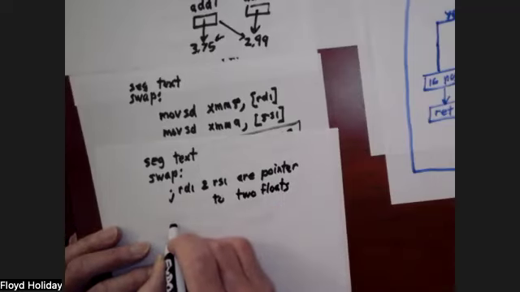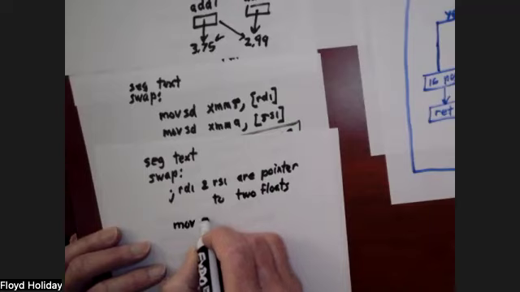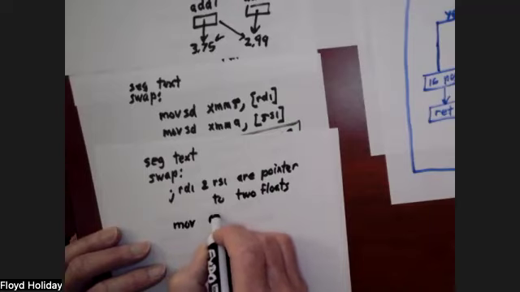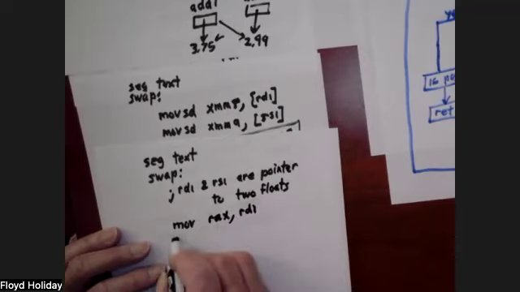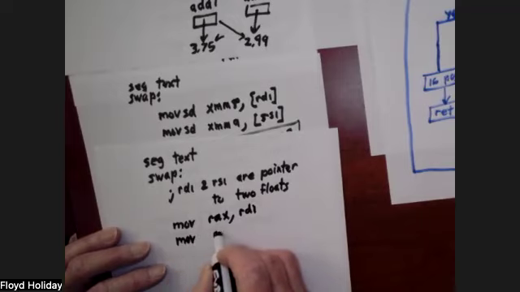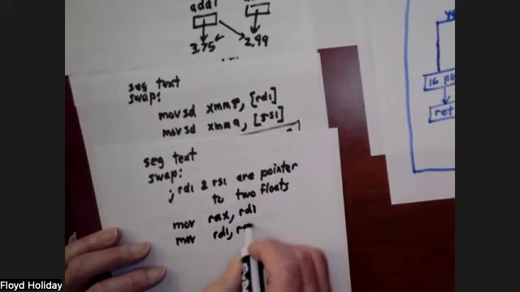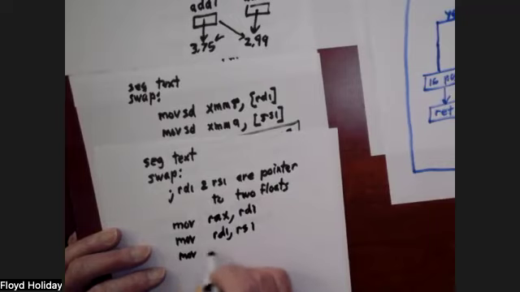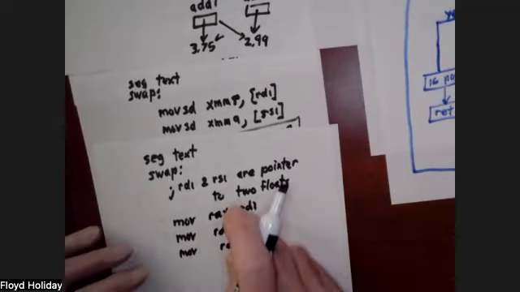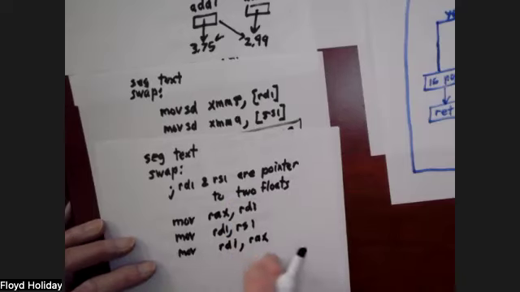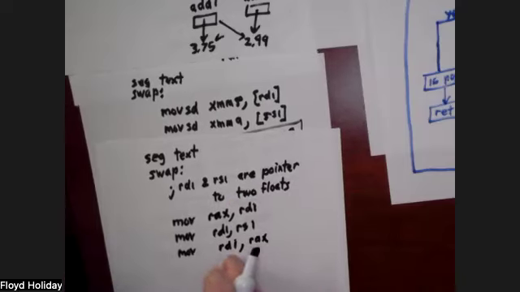Okay, so let's do it here. Move. What should we pick to be the holding register? RAX, RDI. Move RDI, RSI, move RDI, RAX. Okay. And now RDI, after this is done, RDI points to the data that RSI had.